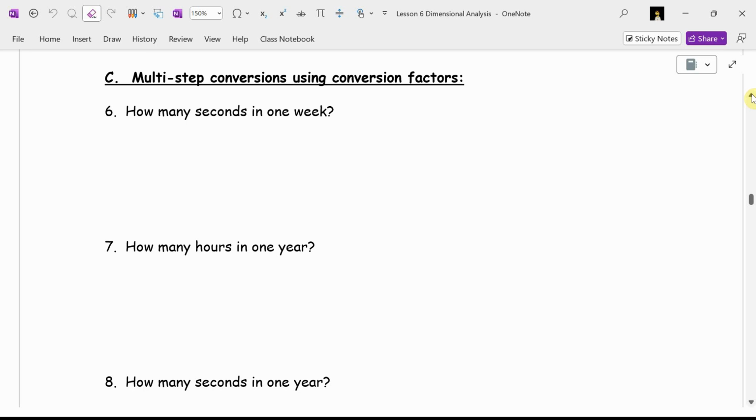I'm going to start out by writing down what they gave me, just like I did last day. I'm going to write down 1 week. I'm going to abbreviate week with a W if that's okay.